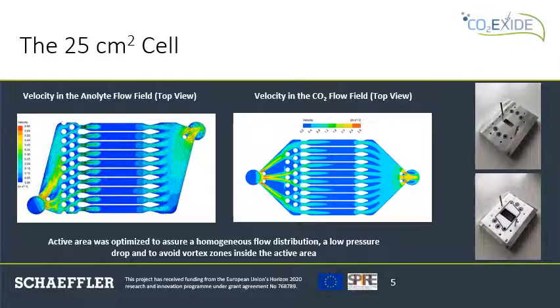CFD simulations were used to optimize the pressure drop and the flow homogeneity of the electrolyzer cell. That means a low pressure drop and a highly homogeneous flow distribution were aimed for. The velocity distribution of the anolyte flow field and the CO2 gas flow field are shown in this slide. At this point, the CFD simulation results of the 25 square centimeter cell will not be discussed in detail, due to the fact that later on the results of the CFD simulations of the large size cell will be explained in detail. Furthermore, there are two pictures on the right-hand side of the slide illustrating the view in the real hardware of the 25 square centimeter cell.